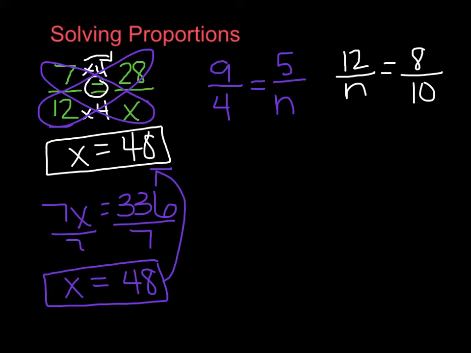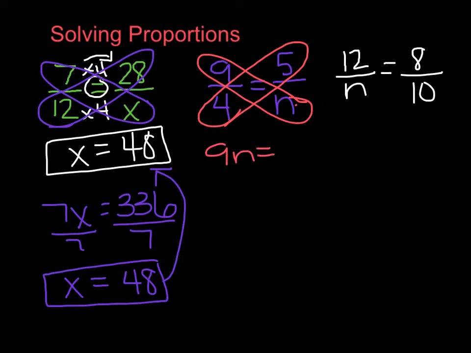For the second problem, 9 over 4 equals 5 over n. First, I look to see there is no easy relationship between 5 and 9. Then I look to see, are there any fractions I can simplify? There are not. So I need to solve this using cross products. 9 times n is 9n, and 4 times 5 is 20. So to solve this, I end up taking 20 divided by 9.